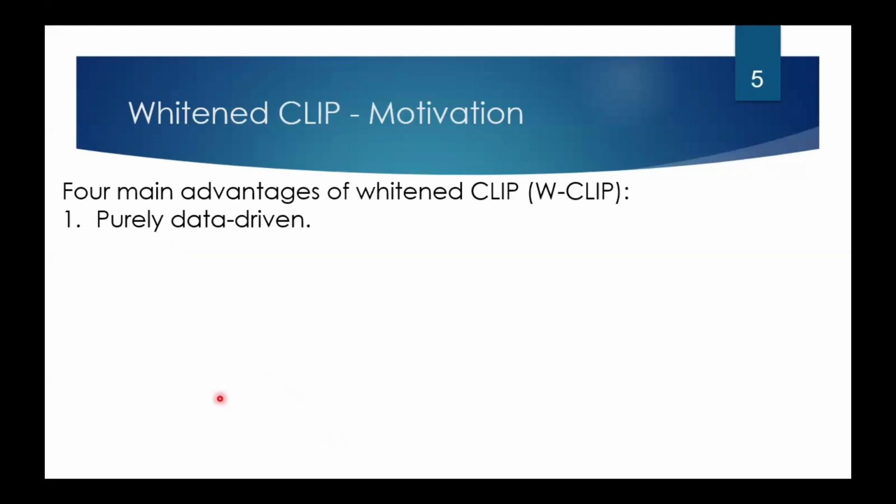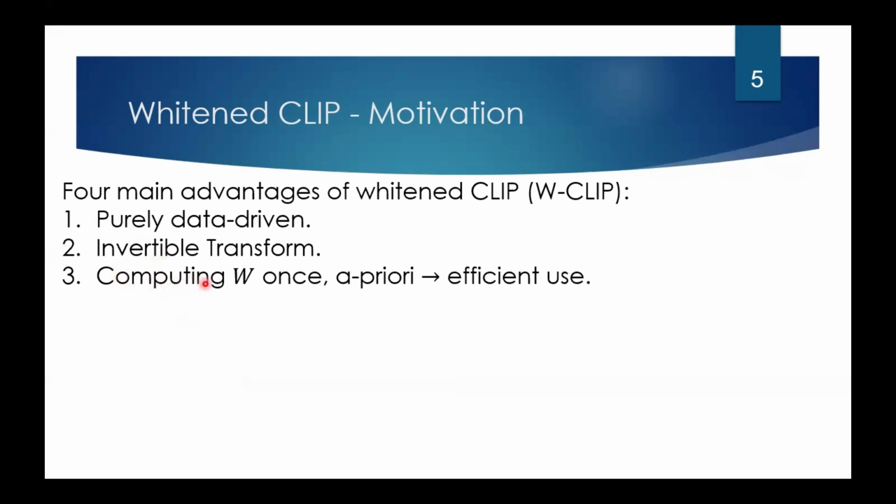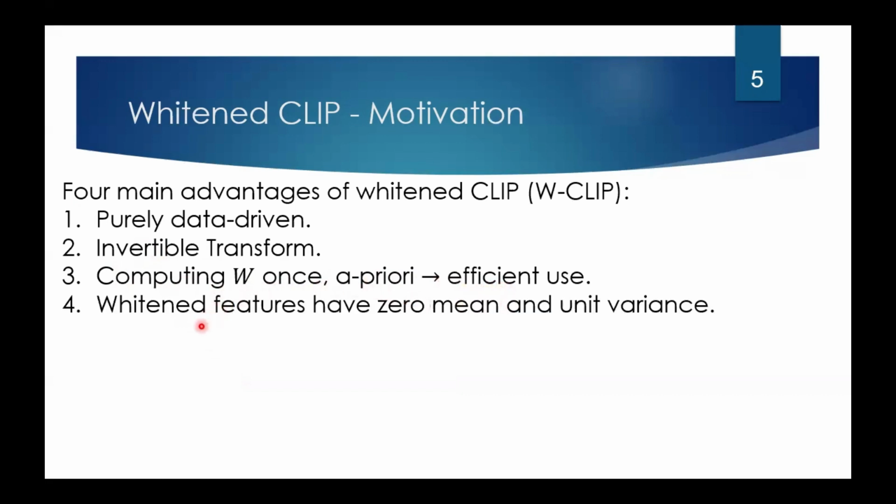What are the advantages of using this whitened embedding space? It's purely data-driven. It's an invertible transform. We compute W once, and then we can use it at inference time efficiently. And the whitened features have zero mean and unit variance.